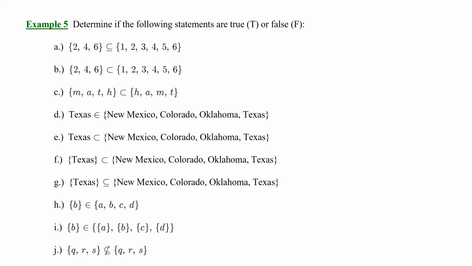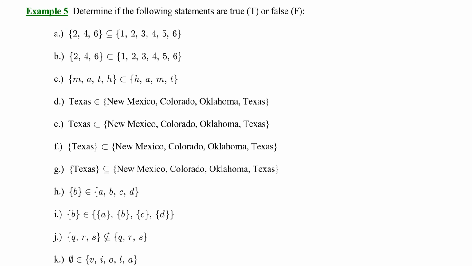In example 5, we're going to practice all of these symbols plus our roster notation and our set builder notation by determining if the following statements are true or false. Example A. The set {2, 4, 6} is a subset of the set {1, 2, 3, 4, 5, 6}. Notice every element in the set on the left is also an element of the set on the right. So this is a true statement. The set on the left is a subset of the set on the right.